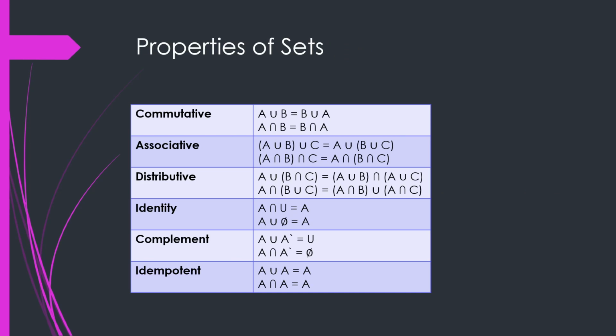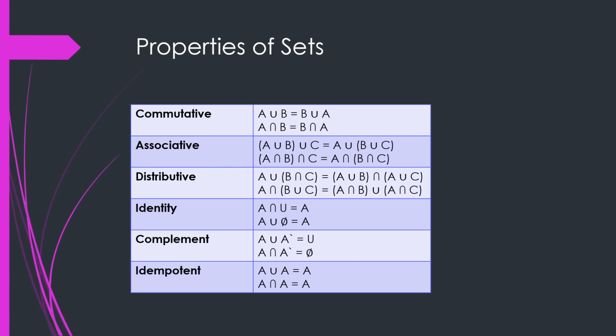So we have the commutative property, which applies to addition and multiplication in regular mathematics and also applies to set operations, particularly the union and intersection. The union of A and B is the same as the union of B and A. The intersection of A and B is the same as the intersection of B and A. They are the same. You flip them around, it's all good.